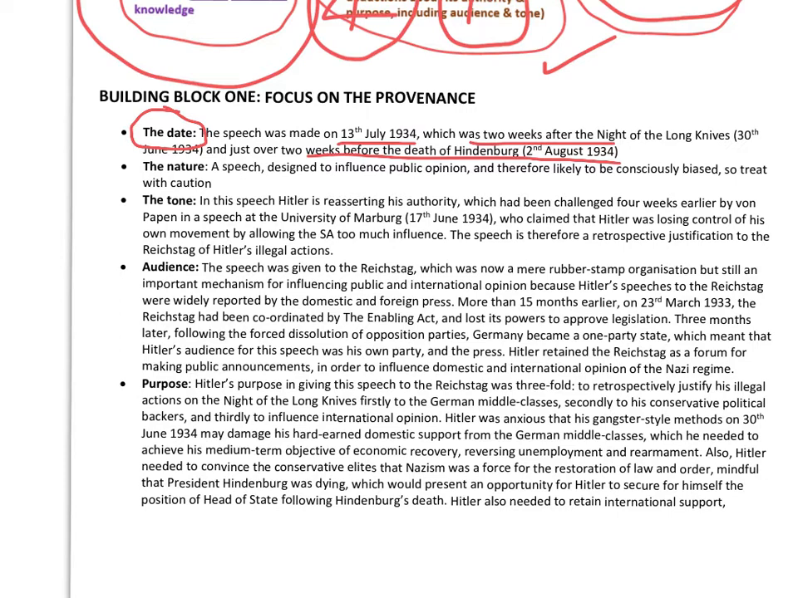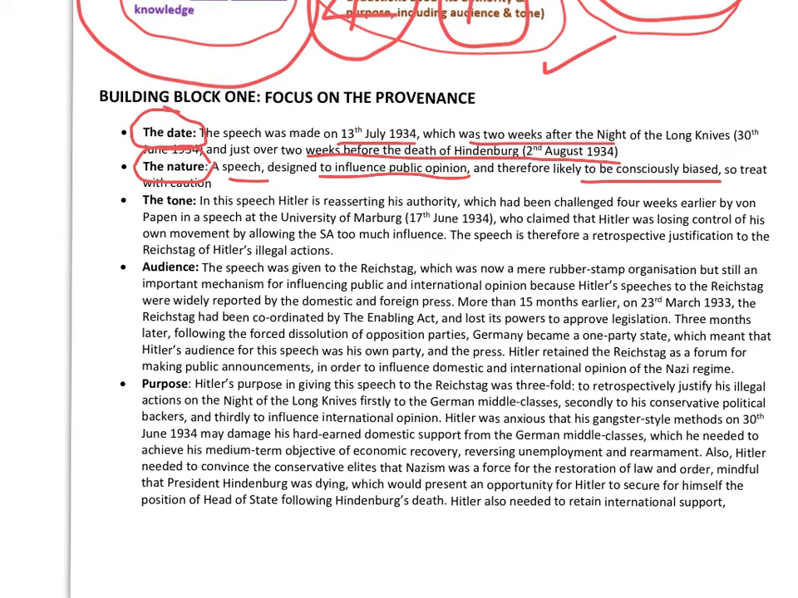The second thing to always think about is what was the nature of the source. Now, as we said, it was a speech. Any speech is of course designed to influence people to believe the views of the speaker, and this is a speech by Hitler. So obviously the purpose of a speech is to persuade, and so it is likely to be very consciously biased. That's the purpose of speeches. It is to persuade people to believe what you believe. So that's an important thing.